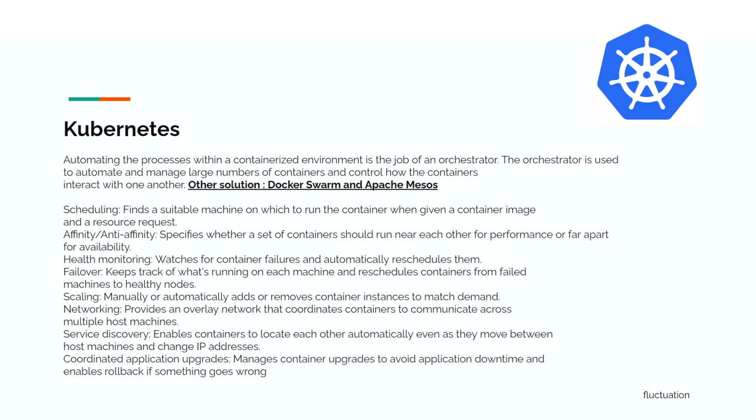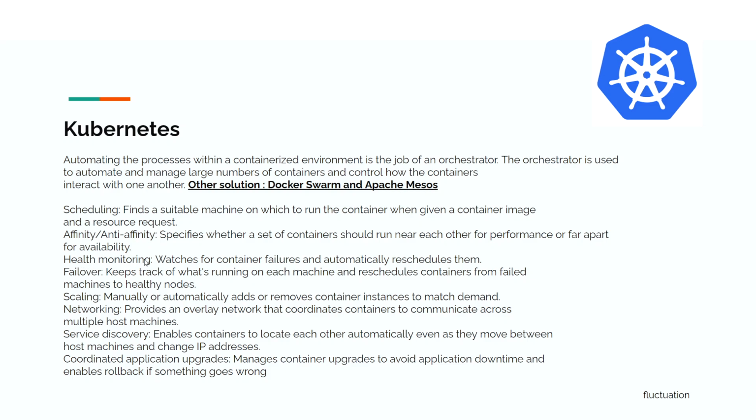So when we talk about Kubernetes, what is it for? Let's see some of the features of Kubernetes, okay? First one is scheduling. It can find a suitable machine on which to run the container with a container image, okay. This is very nice. You have affinity and anti-affinity, okay. So specify whether a set of containers should run near each other for performance, okay. So for example, I want some containers to run on the other host and some to work together, I can have a lot of containers work on the same host or different hosts.